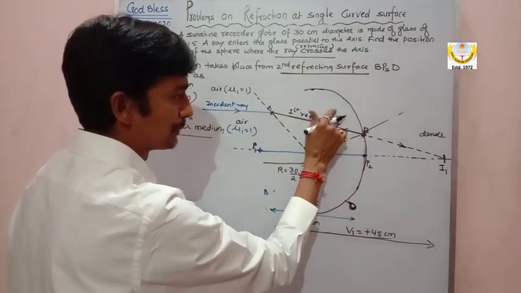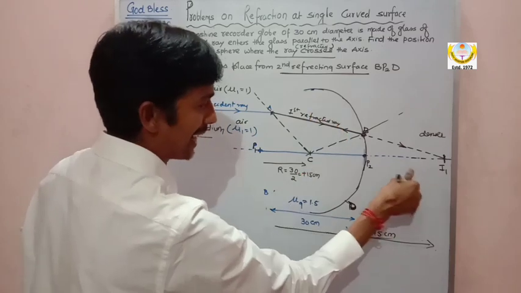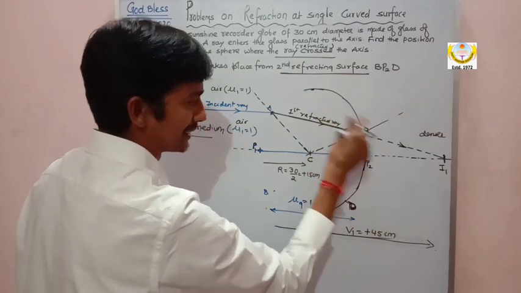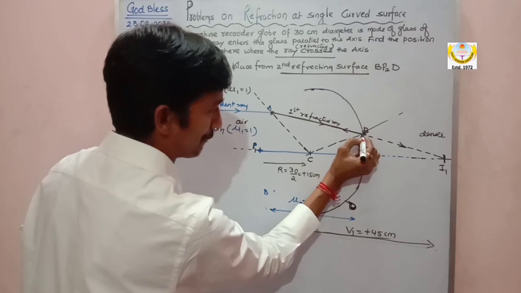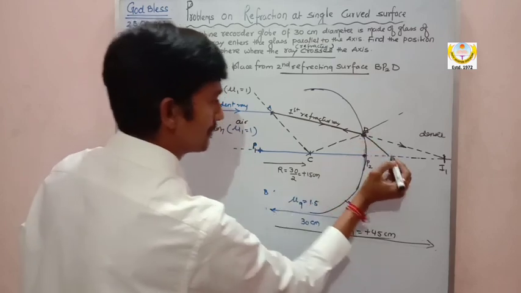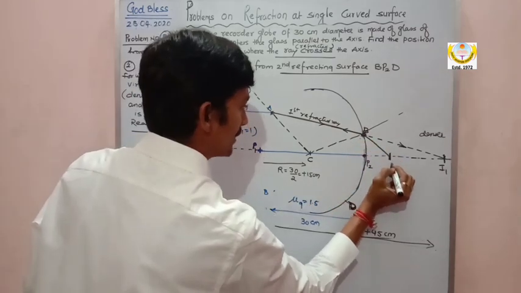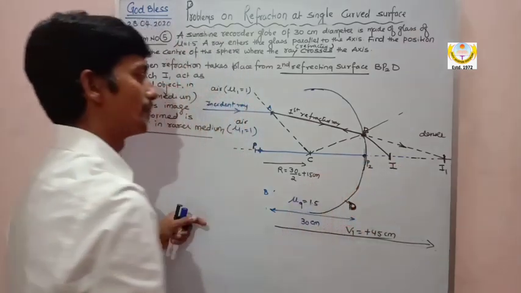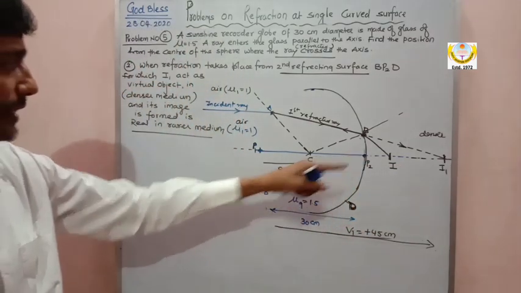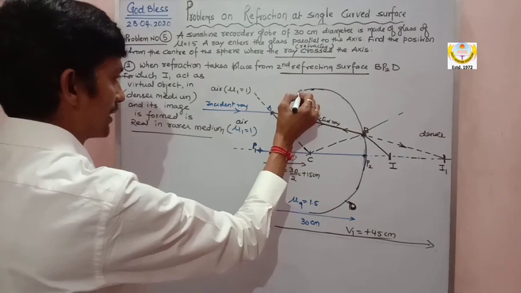So now the object is in denser and the image is in rarer, and this is the normal. So denser to rarer, it will bend away from the normal like this. And here I got the final real image. So this is the diagram, my dear. Now I can draw this if you wish.